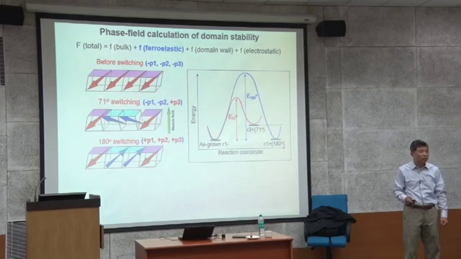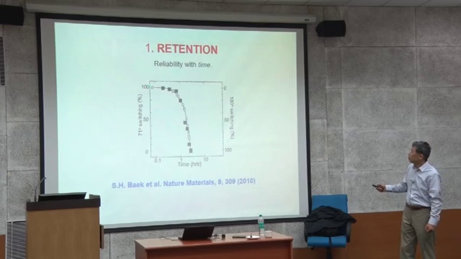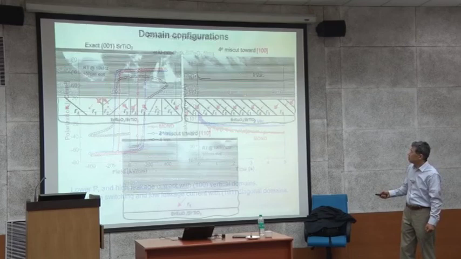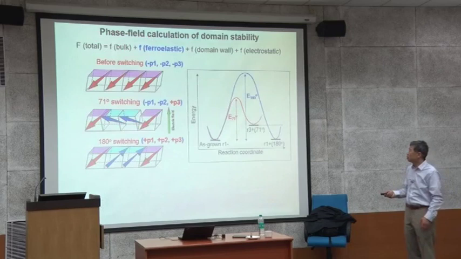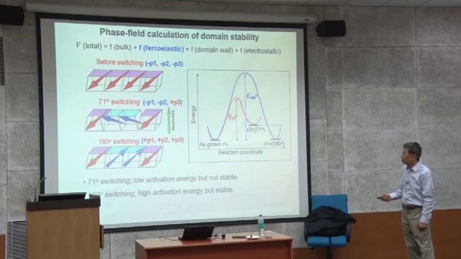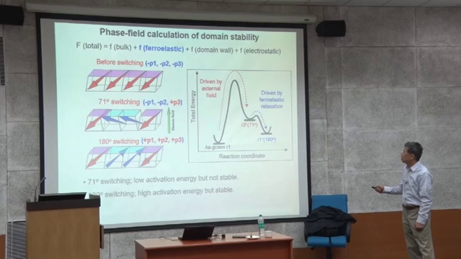So initially what I drew here, you go from here to relaxation here. This one is very unstable. You don't want to be that way. That's why you go to that state. Okay, that's losing this kind of state. So 71 switching has low activation energy but is not stable, 180 switching has high activation energy but is stable. So the way it actually goes, the process is driven by the external field to go here, and with time we lose the information and go to here. Okay, so you have one go here and later go back here.